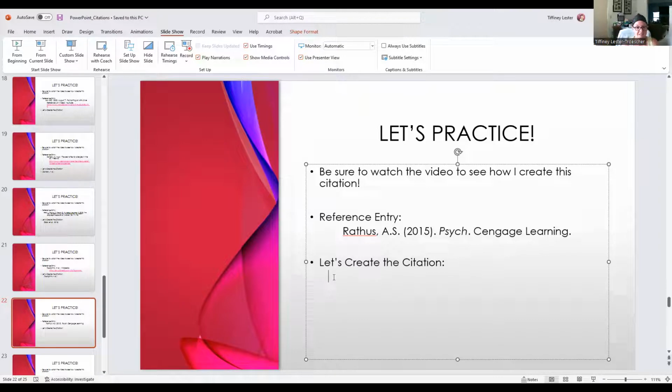Okay, this is a book, right? How do I create the citation for it? How does the entry begin on my references page? It begins with the author's last name. So Raffus. What's the year of publication? 2015. That's my citation.